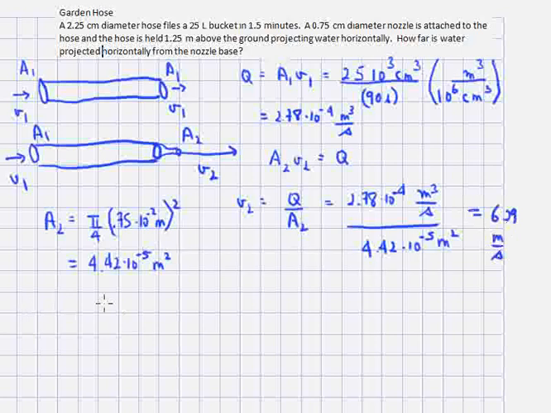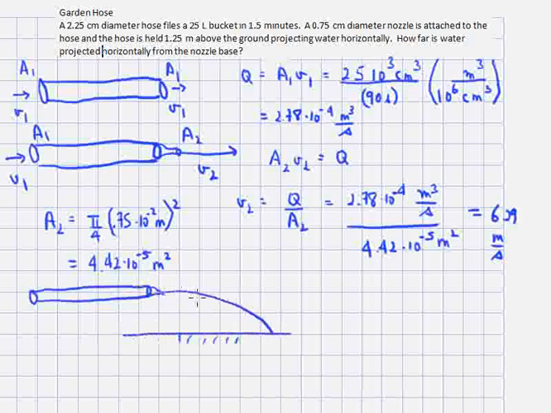Okay, so now I know that the hose, here's the hose, comes out of the nozzle like this, and the nozzle is a certain distance from the ground, so the ground is down here, and it's going to come out initially horizontally and then come down like this, and the initial horizontal velocity is the V2 that I computed above.